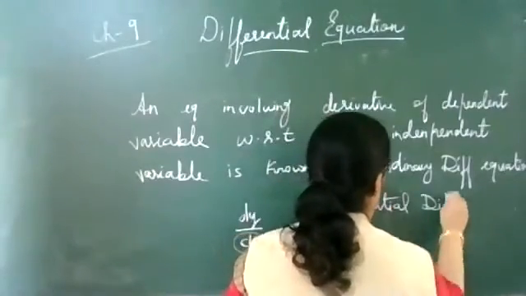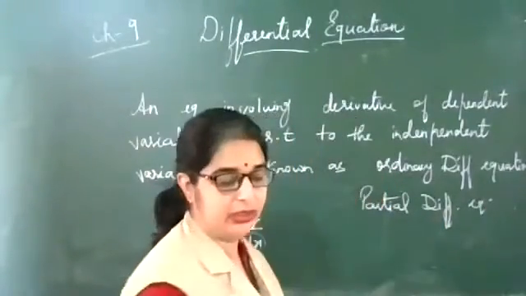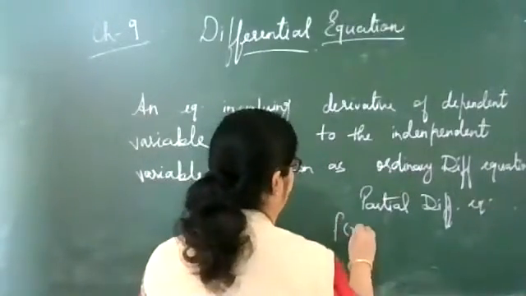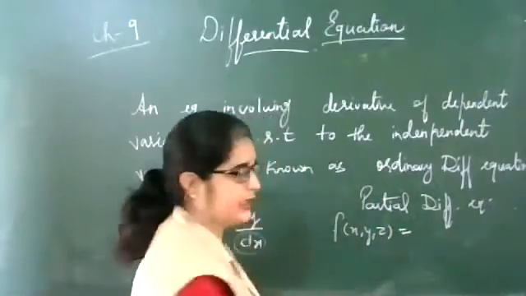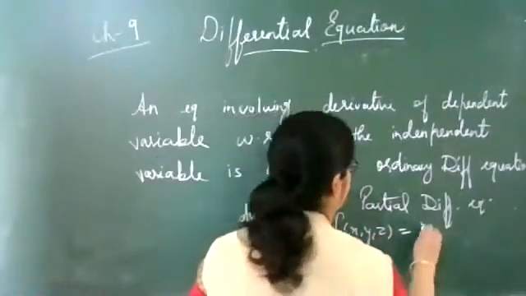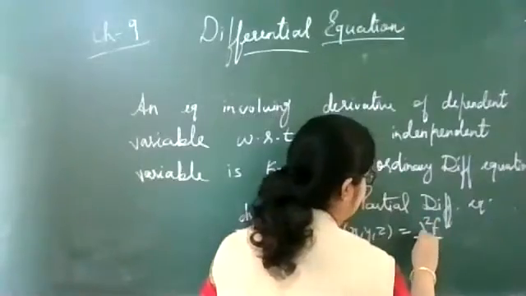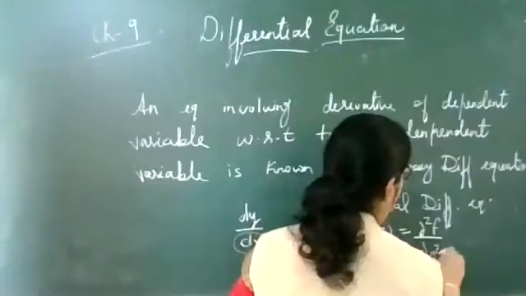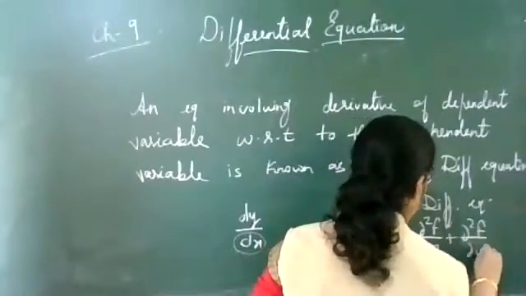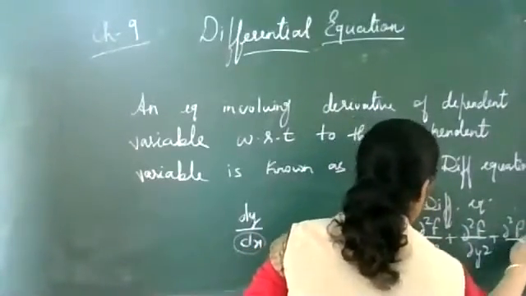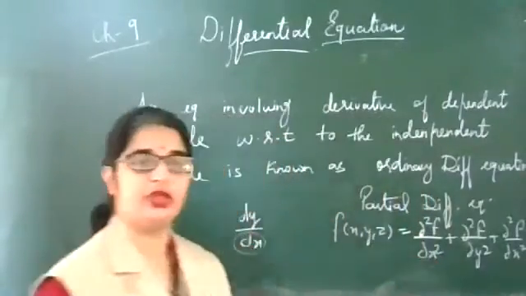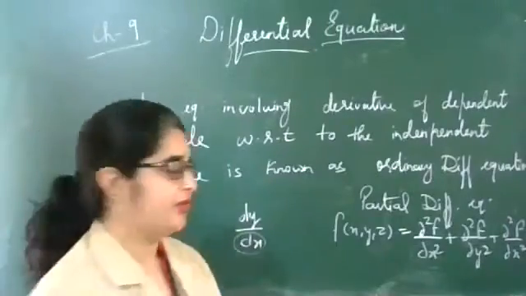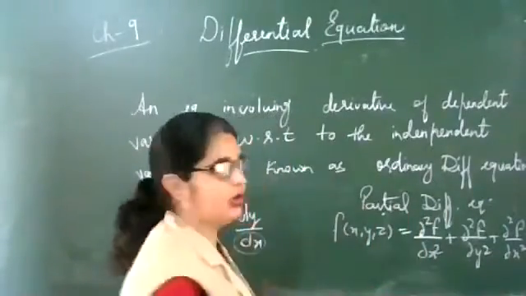Now if I talk about partial differential equation, this you will study after 12 in your higher classes. It is denoted by f of x, y, z. It is written as del square f upon del x square plus del square f upon del y square plus del square f upon del z square. Don't call it d square, we call it del. This is also known as Laplace equation, which you will study in colleges. This is a partial differential equation which is not there in your course right now, but you should know.